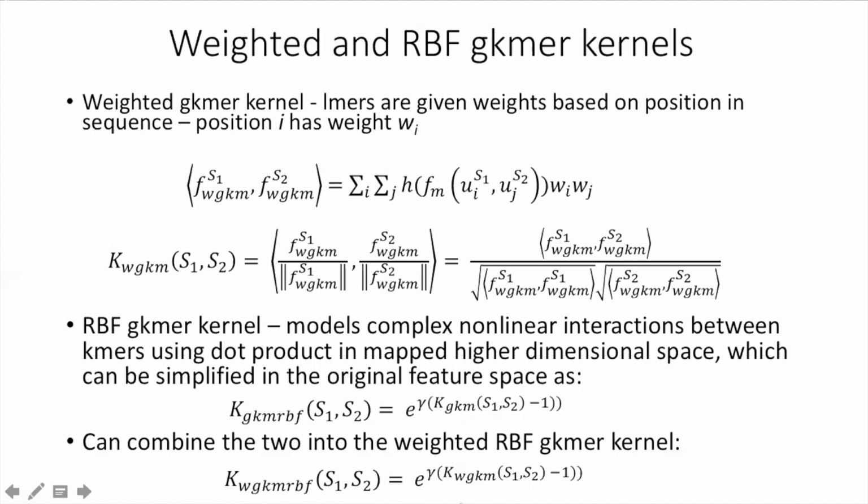And the third one, shown here, is simply a weighted generalization of the GKM RBF kernel, and as expected, assumes a weight for each Elmer in the sequence. So at this point, the three kinds of kernels commonly used to classify genomic sequences using SVMs should be clear.